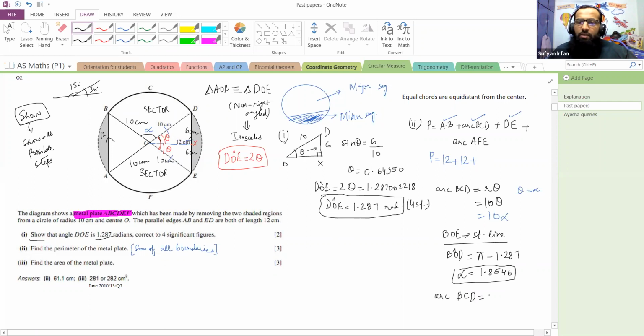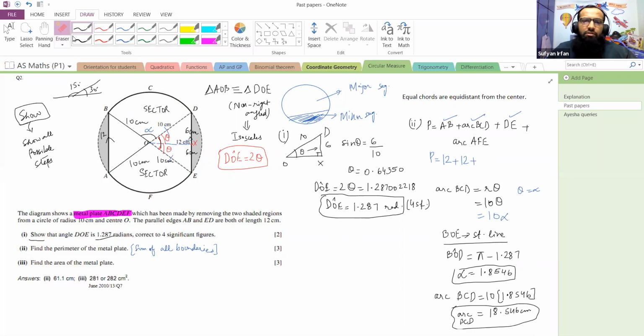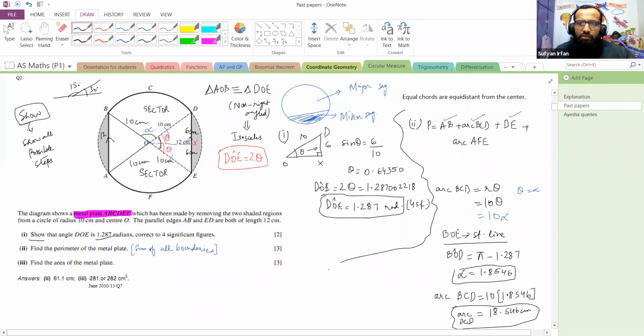Arc BCD would then be 10 into alpha, and alpha is 1.8546. So when we multiply, we get 18.546 centimeters. So the arc length BCD is 18.546. I'm removing this and writing the perimeter over here. Part 2 is this.